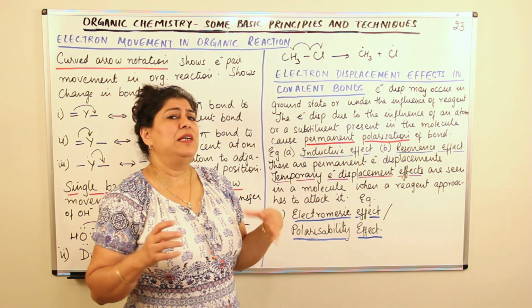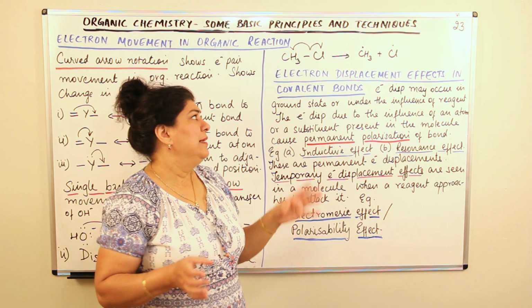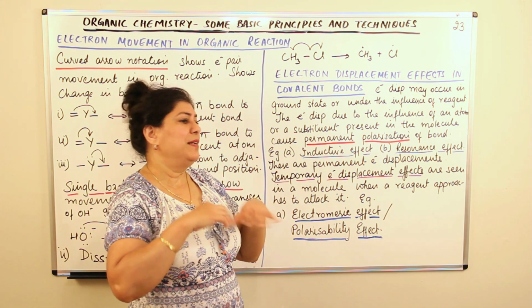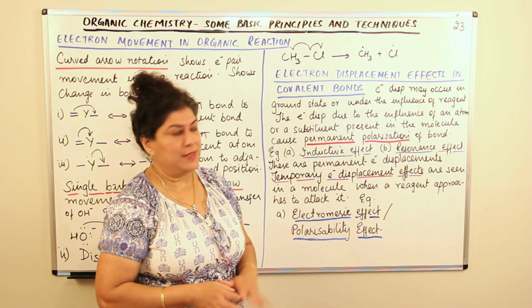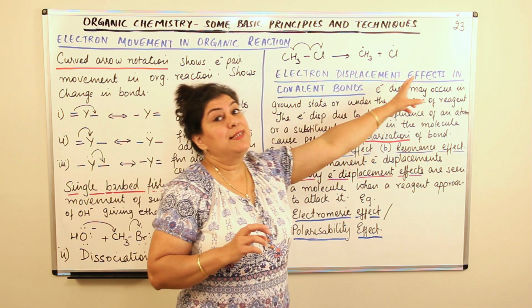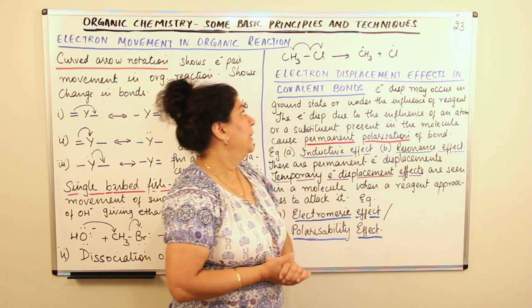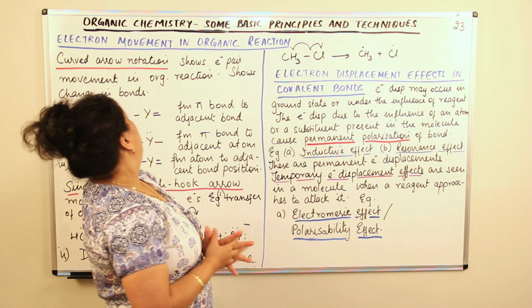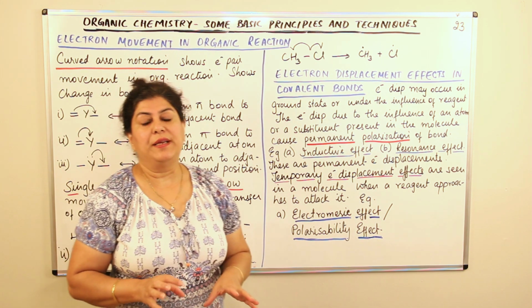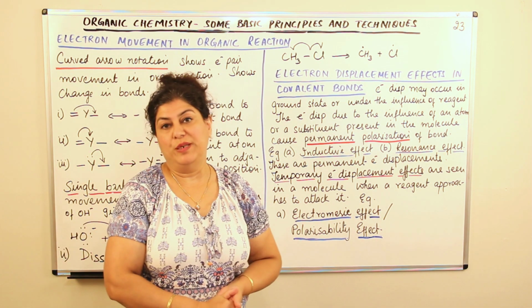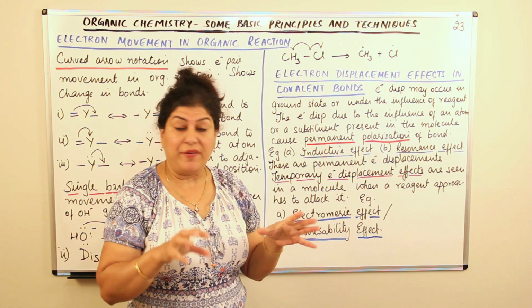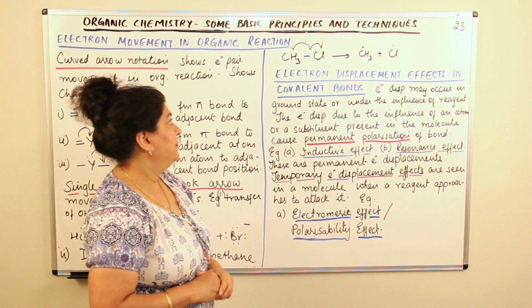Free radicals, like ions, are very unstable. They are just an intermediate. They will definitely react and complete their octet, but this is an intermediate stage which is formed. So this was about the electron movement in organic reactions, how we show the movement of electrons when we are writing down organic reactions.